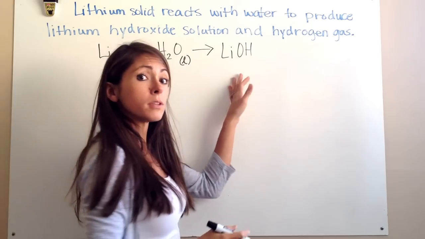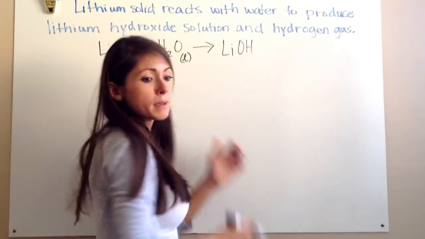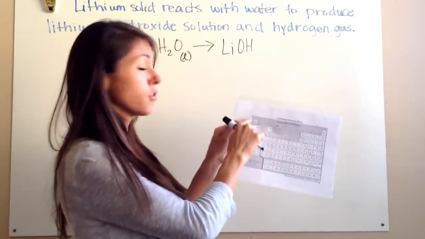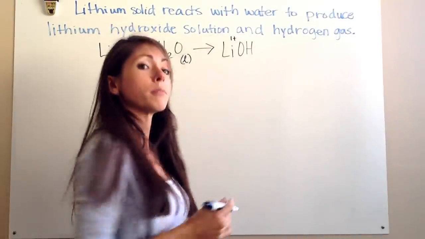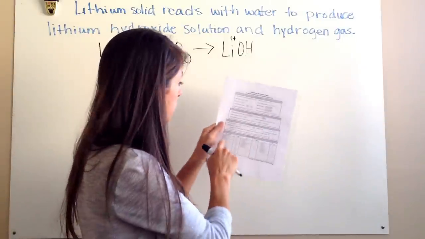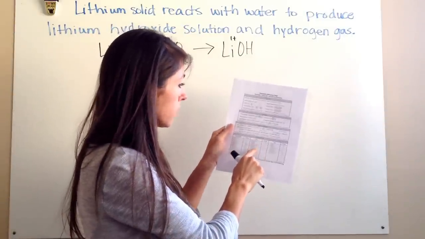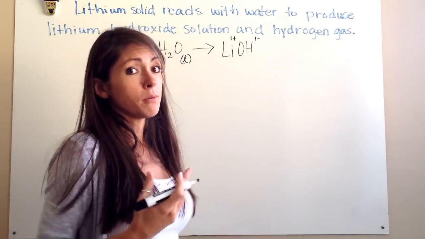Now, to make sure we wrote the right chemical formula, you need to make sure your charges are balanced. For instance, because lithium is in group 1 on our periodic table, we know that they lose one electron to become stable. That's a 1 positive charge. Hydroxide is going to be on your list. If you find hydroxide, it'll have its charge right next to it. It is 1 negative. So I only need 1 hydroxide for every 1 lithium.